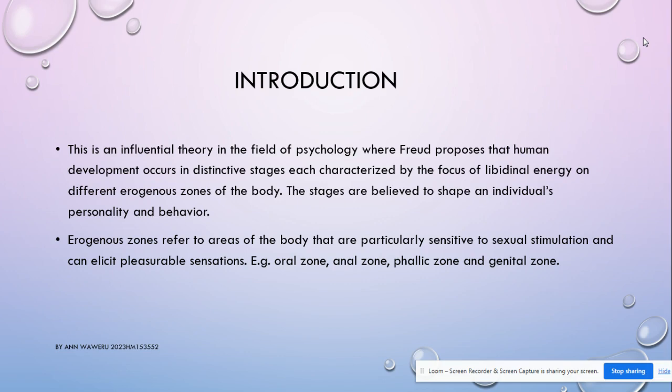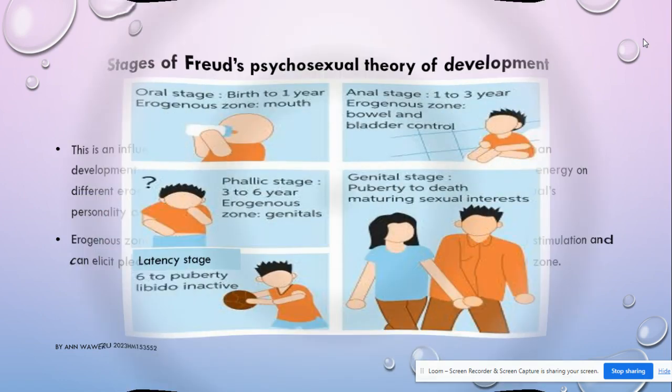Such areas include the oral zone, which is the mouth; the anal zone, which is the bladder and bowel area and the anus; the phallic zone, which could be around the penis area; and the genital zone. For girls, it's the vaginal area. For boys, it's the area around the penis.